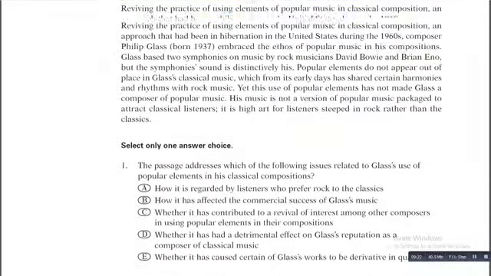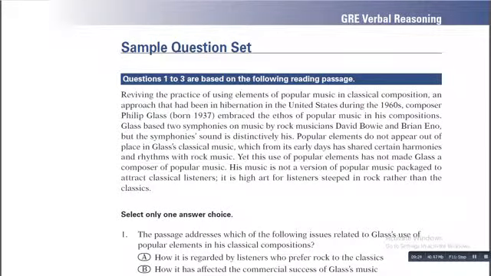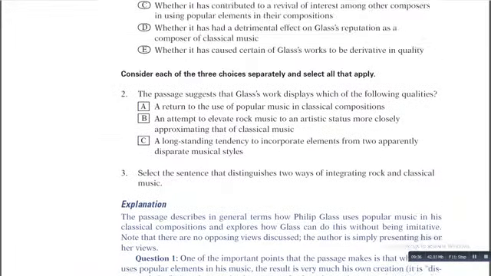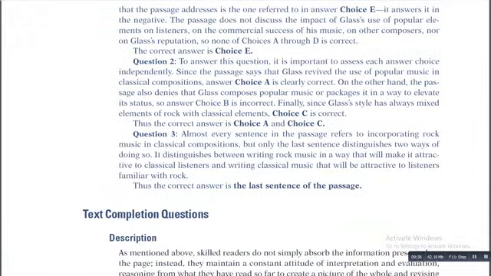Don't worry, I'll be giving a lot of questions to solve, but I'm trying to open your eyes to what we are going to be doing. Yeah, so I think this should help. Now let me go to the second part, because I told you the reading comprehension is the first part of verbal reasoning.